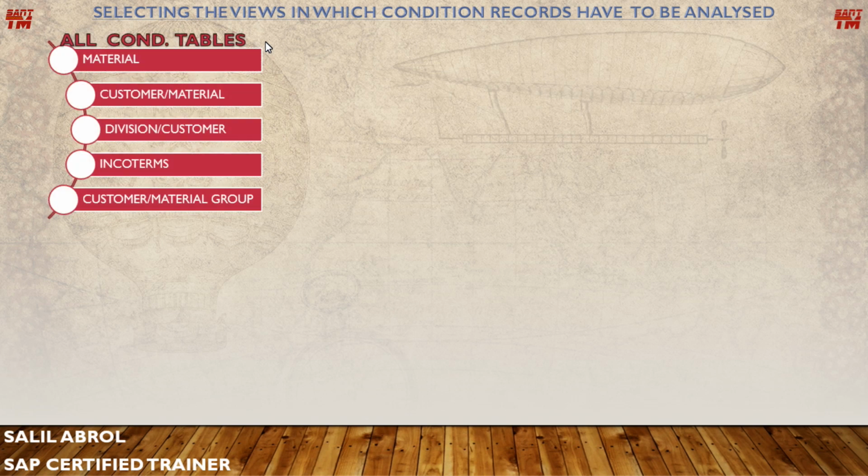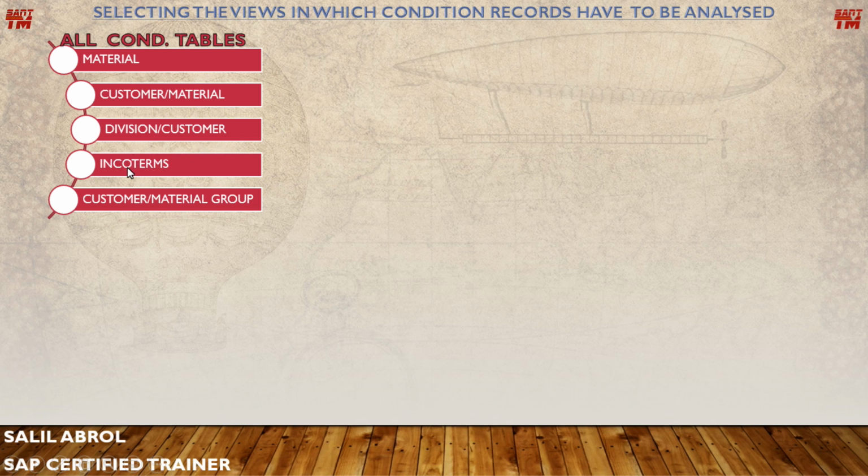So first we are restricting ourselves to the most general term, that is the condition tables. Suppose in our SAP system the first condition table that exists is material, and the second is customer material. That means there are two columns in that table, one is customer and one is material. There can be more columns also. Then the next table is division customer. Apart from these two there can be more columns also. I have not written all the columns.